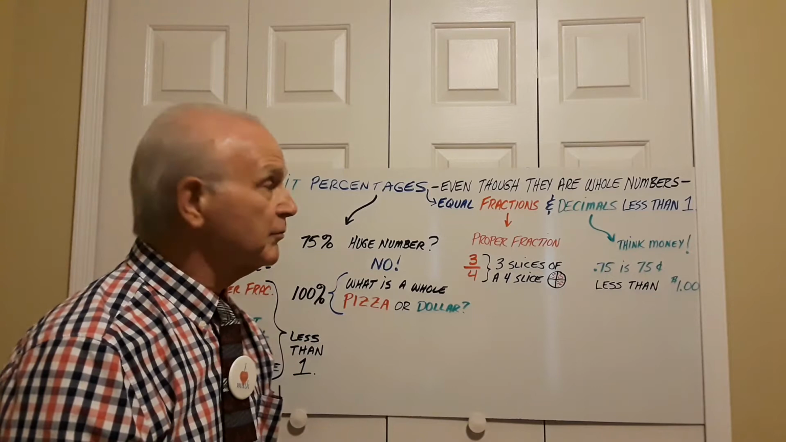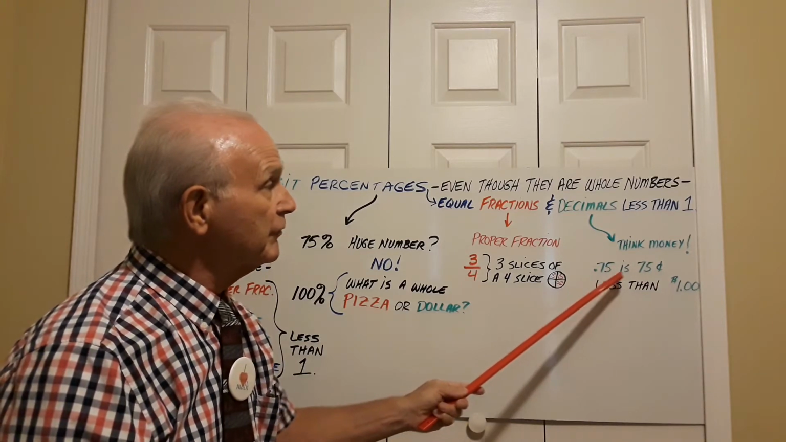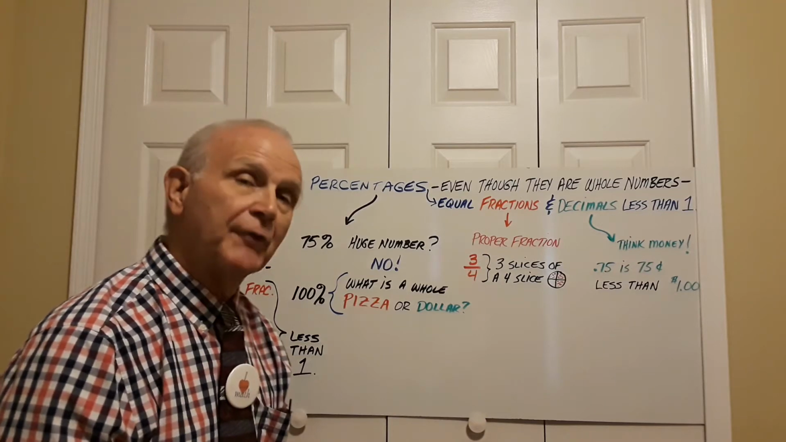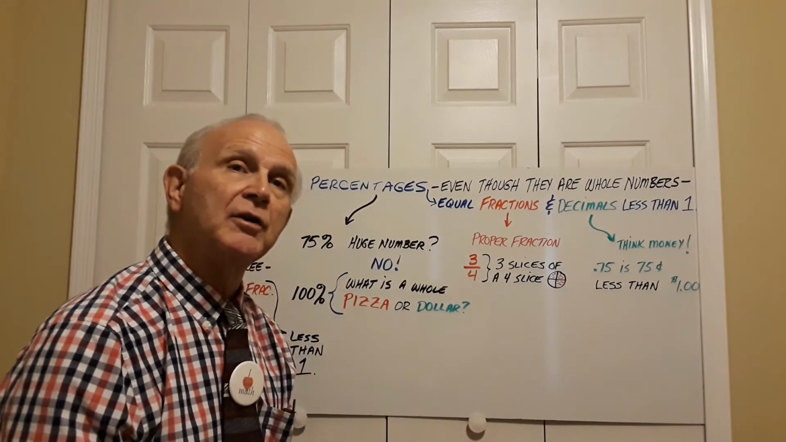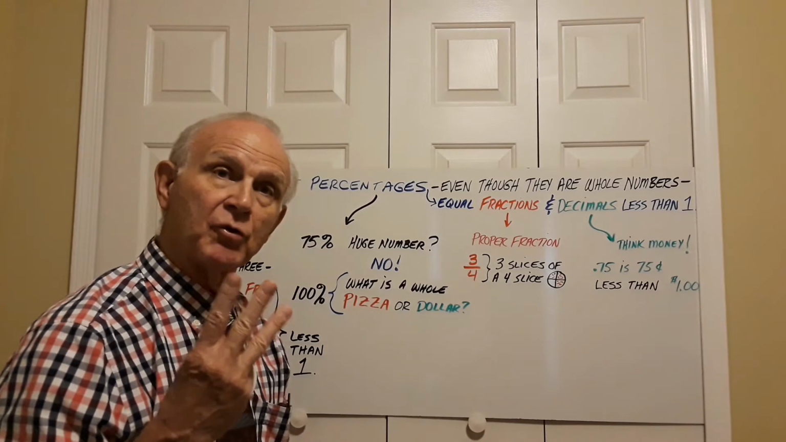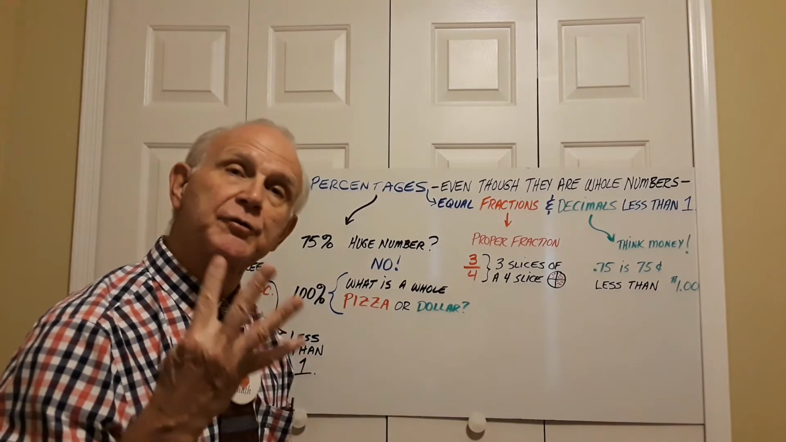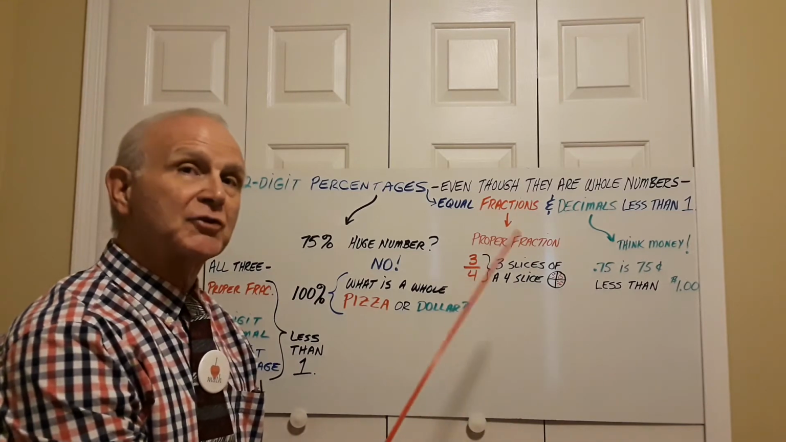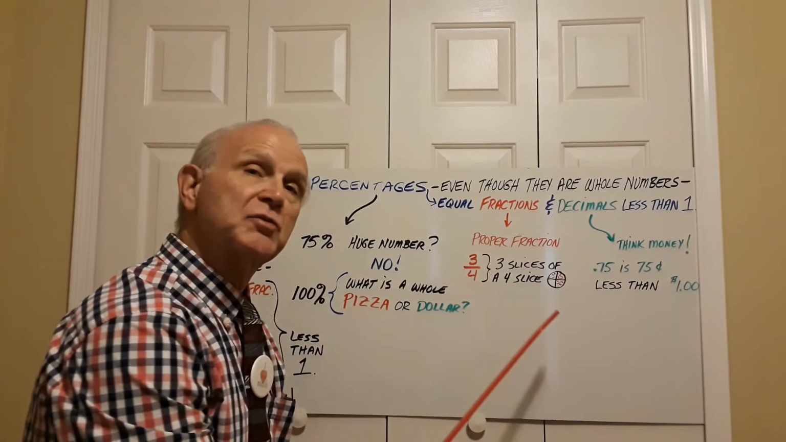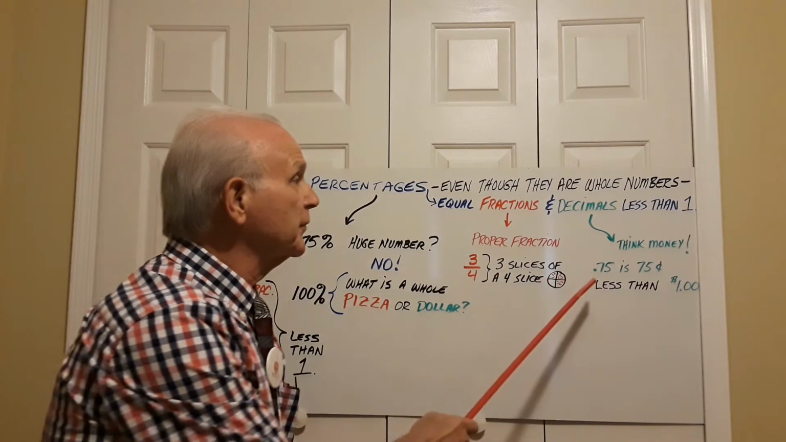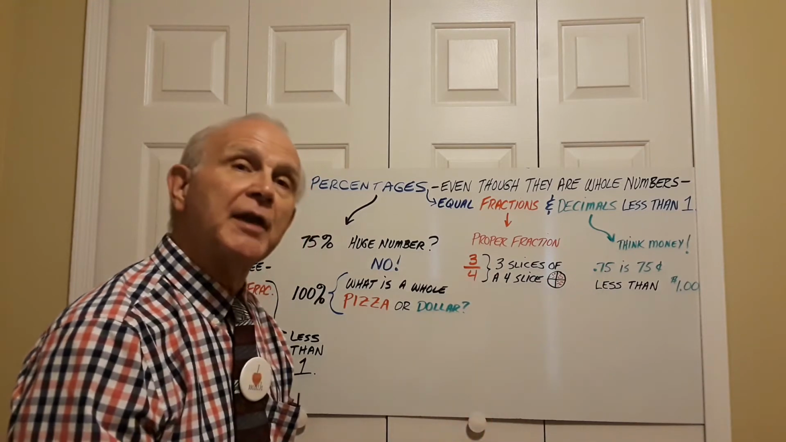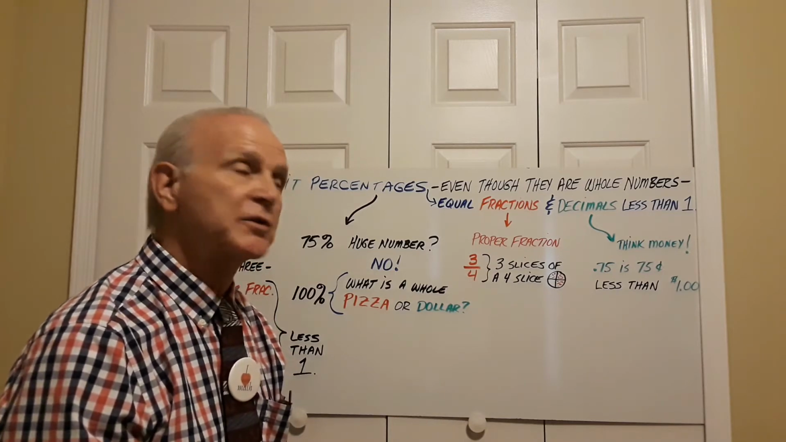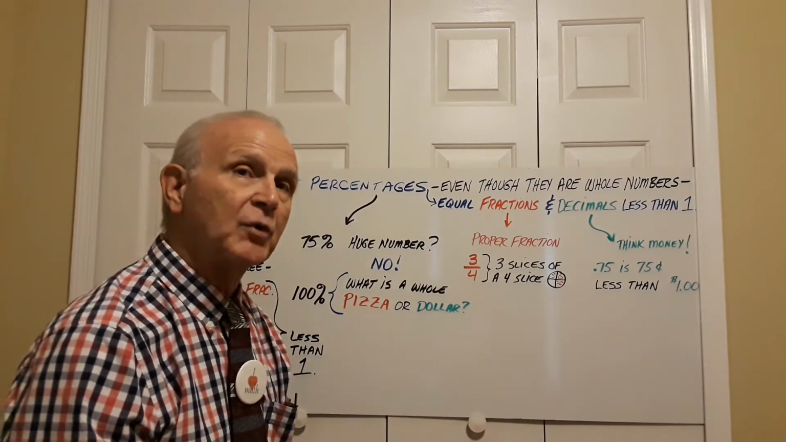If you understand money, you know that this 0.75 is 75 cents. 75 cents is definitely less than $1. 75 cents is 3/4, but a dollar is 4/4. So here we have two examples. This is actually the same number expressed as a fraction and as a decimal, and they are exactly equal. 3/4 equals 0.75 or 75/100.